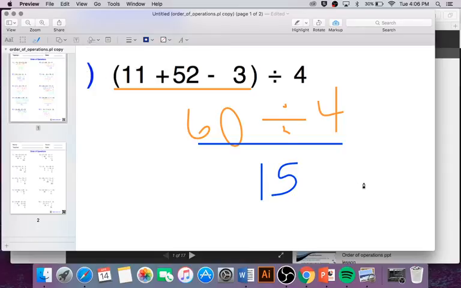Okay. So we're going to continue this more next week, and then we're going to start working on one-step and two-step equations and using order of operations and word problems.